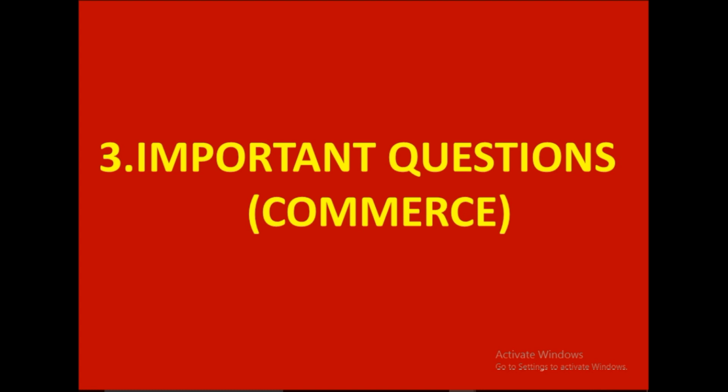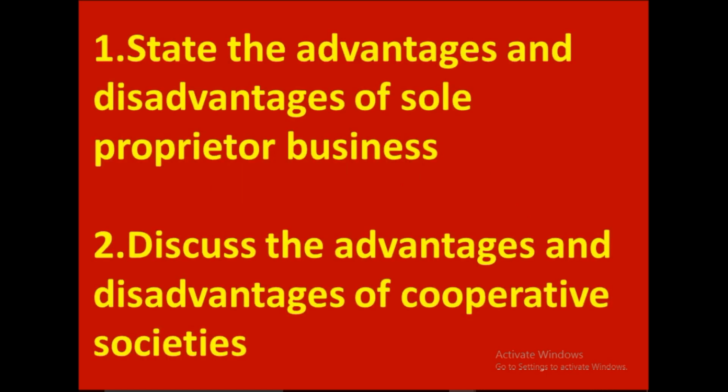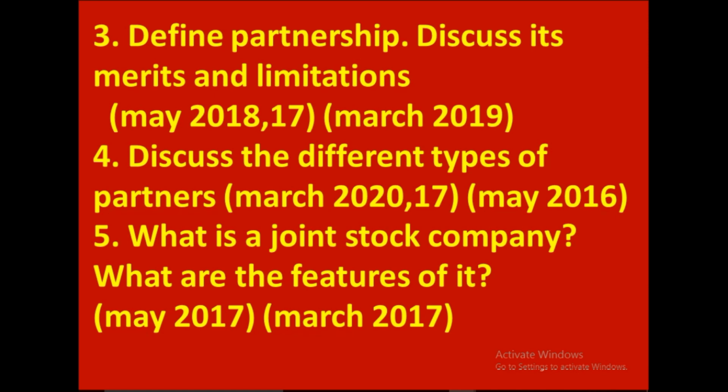Now come to third point, important questions from commerce part. First we will see 10 marks questions. First question, state the advantages and disadvantages of sole proprietor business. Second one, discuss the advantages and disadvantages of cooperative societies. Third one, define partnership, discuss its merits and limitations.